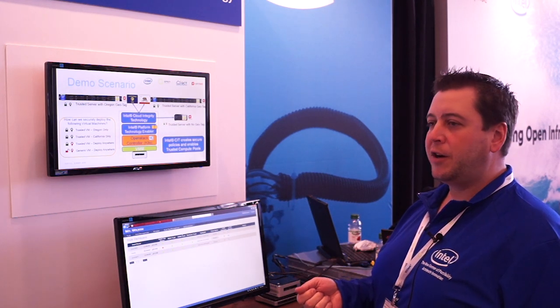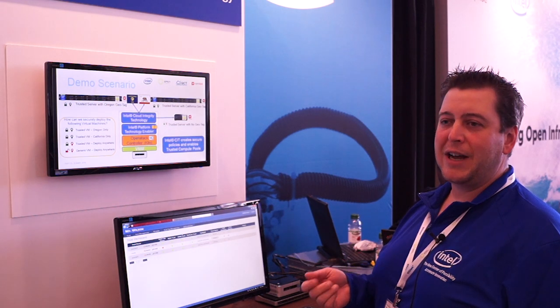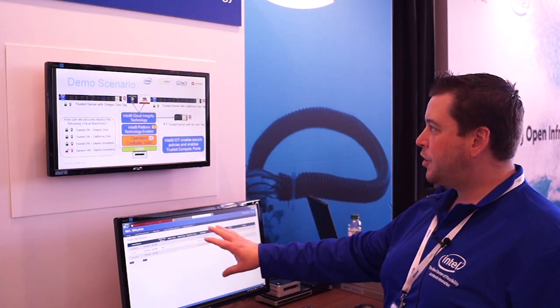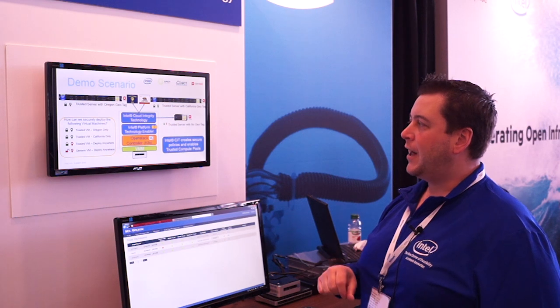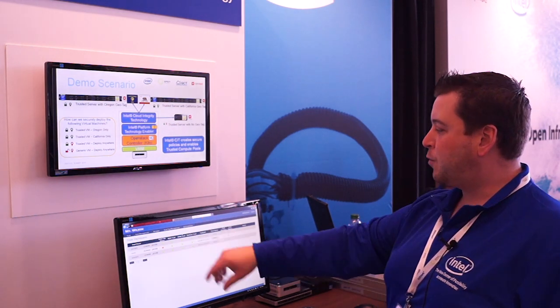So Intel TXT hardens the platform from a low level, keeps the systems from being attacked by malware, any kind of rootkits, and what we're doing now is extending that trust into the cloud. So what we're showcasing here are kind of our 3 packages, the Intel Cloud Integrity Technology, so Intel CIT, and that is the dashboard that I'm showing right now.